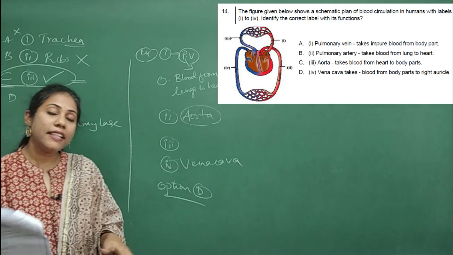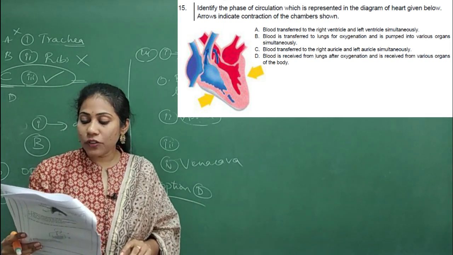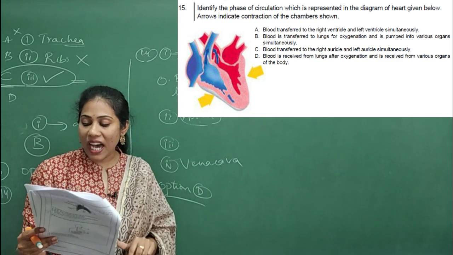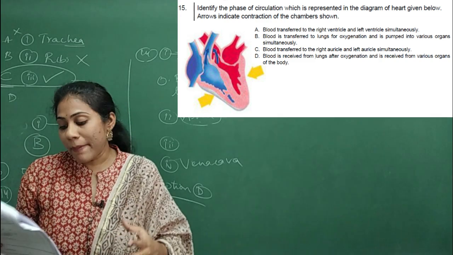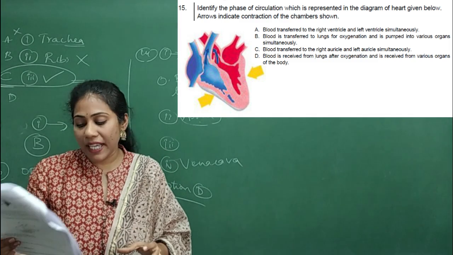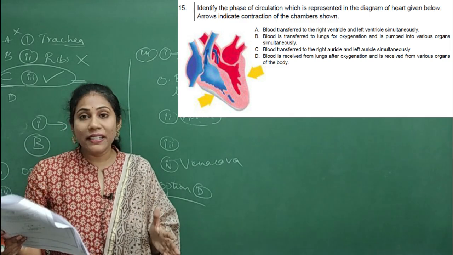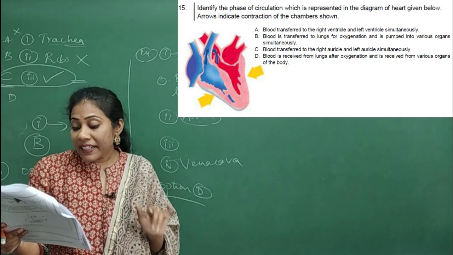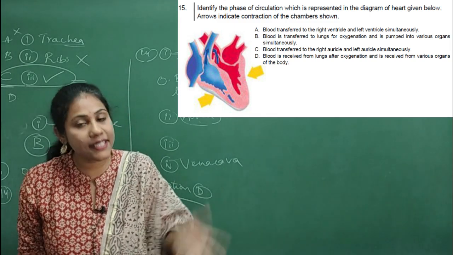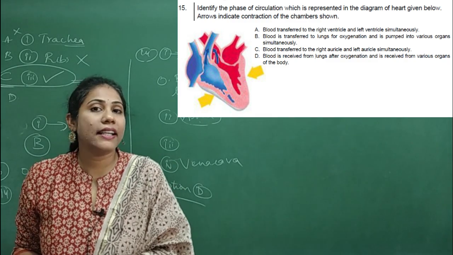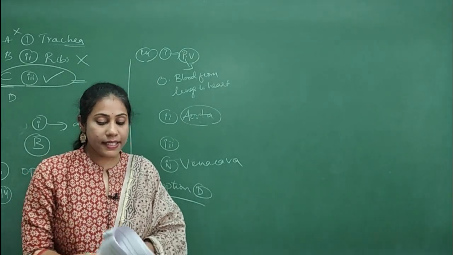Coming to the 15th question, guys, it is also diagram based, very much conceptual. Identify the phase of circulation which is represented in the diagram of the heart given below. The arrow indicates contraction of chambers shown. So you have to match a correct sentence that relates to the diagram. Let's read out the sentences. Blood transferred to right ventricle and left ventricle simultaneously. No. Option B. Blood is transferred to lungs for oxygenation and is pumped into various organs simultaneously. This is correct. So here option B is the correct answer for the 15th question. And coming to question number 16, guys.